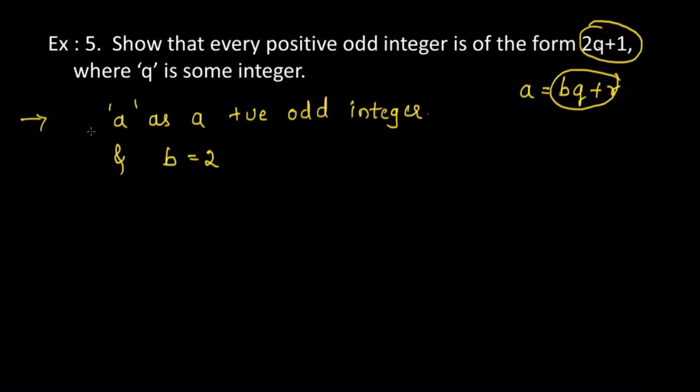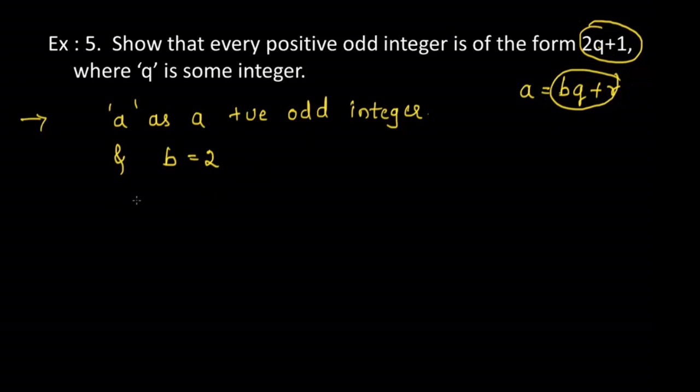So first you have to consider generally a as a positive odd integer. Why take a positive odd integer only? Because in the question they told us to show that every positive odd integer is of the form 2q plus 1. That's why we consider a as a positive odd integer. By seeing this equation, in the place of b of the RHS part of the division lemma, you have the b value as 2. You compare this equation to the RHS part of Euclid's division lemma and get the value of b, which is 2.